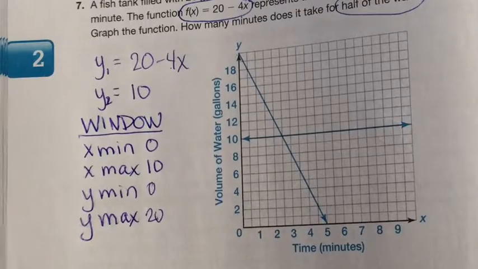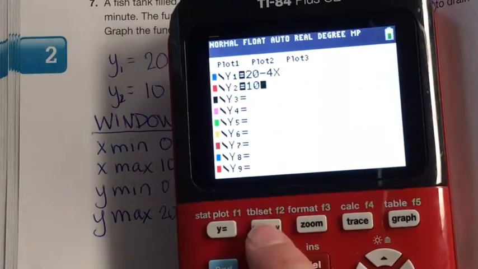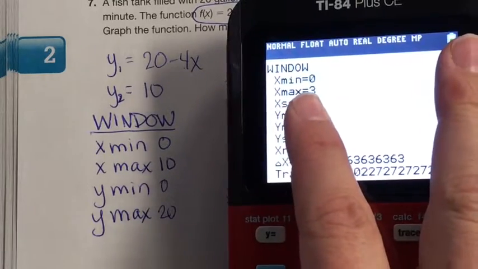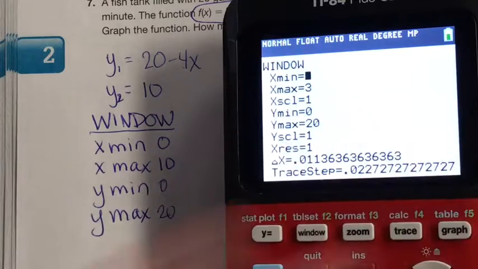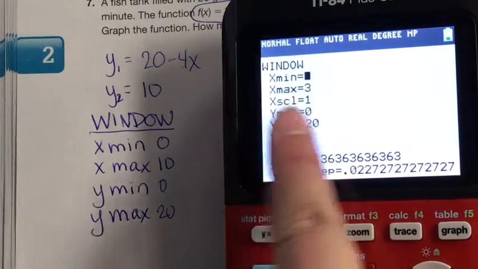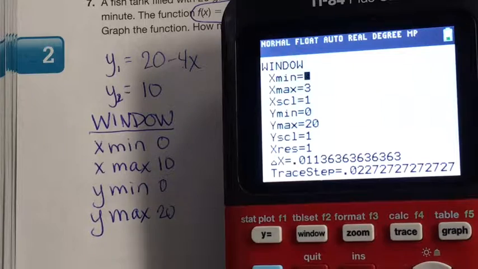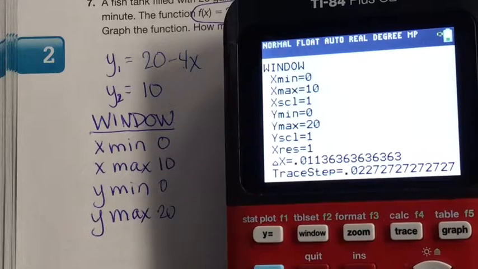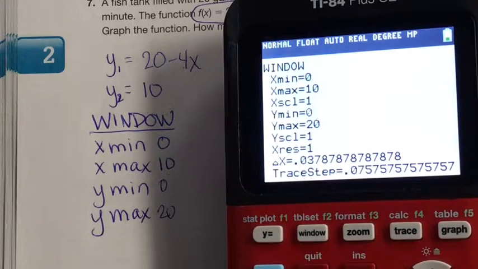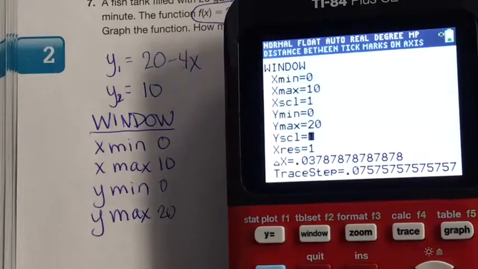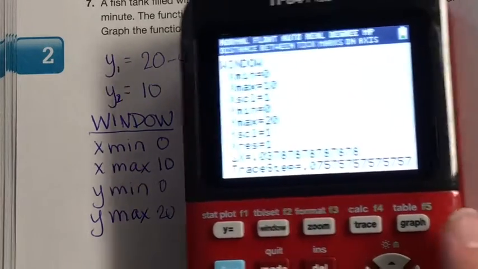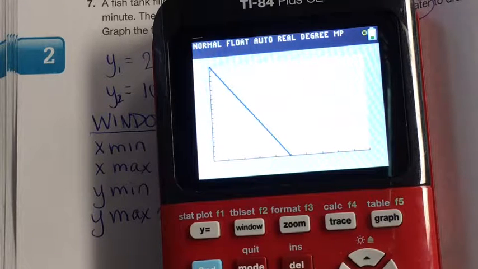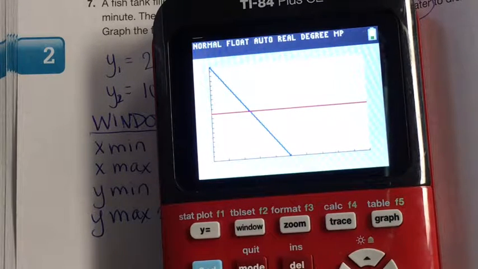So then you need to find your window. So do you see the button window here? Window. And then you're going to change your window, just the ones that we talked about. The other things you can leave alone. What do you have to do with the x scale? Nothing. Just leave it alone. So you're going to change your x min to 0, x max to 10. Don't worry about the scale. Y min to 0, y max to 20. And then you push graph. And it will graph it. And you'll have both of them on there.